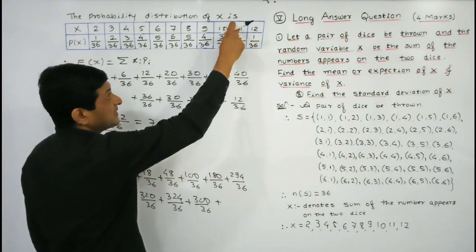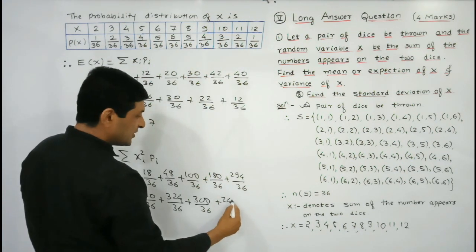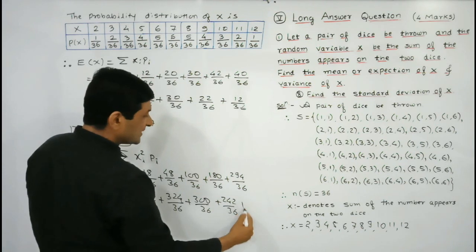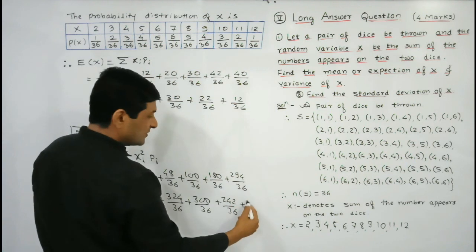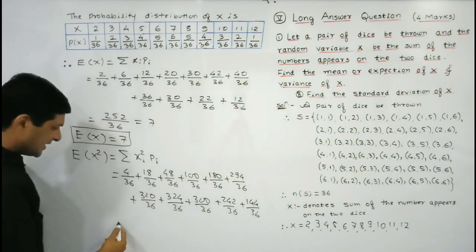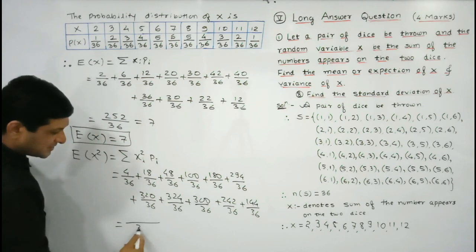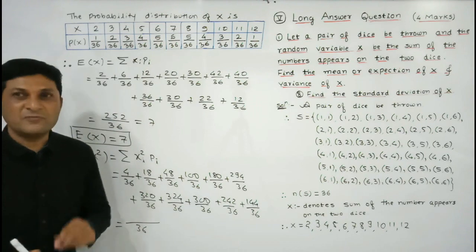Then see what we are getting, square of 11 is 121, 121 into 2 is 242/36 plus lastly square of 12 is 144, 144 into 1 will be equal to 144 divided by 36. Here we can observe that the denominator of all the terms is what? 36. That's why we are able to take the addition of the numerators.